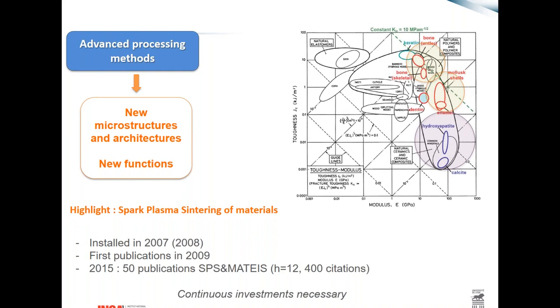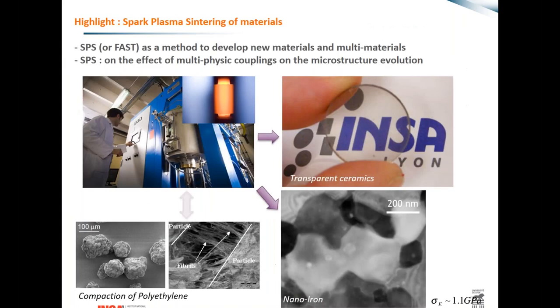This is sintering thanks also to the Joule effect. We have a machine installed in 2008, actually at the same time as the Gleeble machine, you will see. We have a lot of publications on that. And just to give you an example of what we can do with this, on the right hand side you have the transparent ceramics. You can go to polyethylene. I will talk about that later, and here this is nano iron that we have made thanks to the SPS.